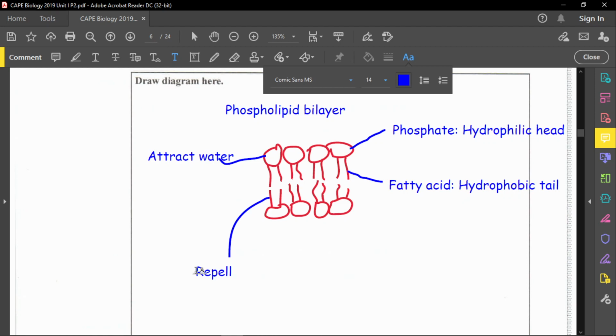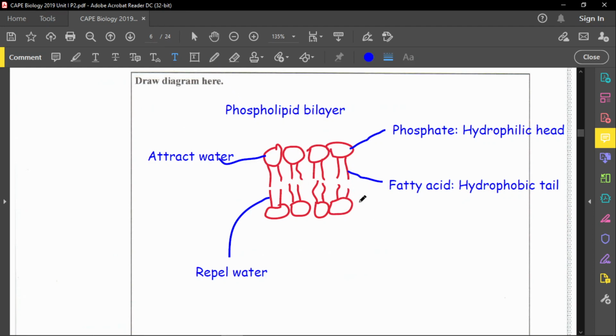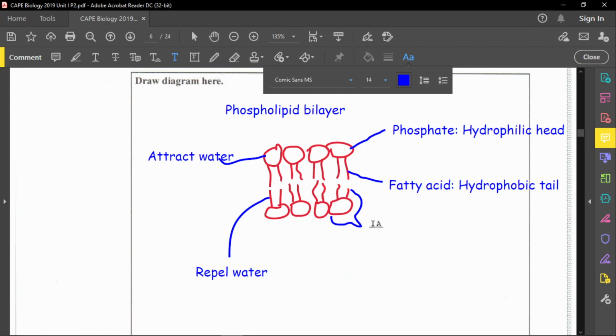Just to make a note of that. All right, so you have repel water and attract water. So the head will attract water, the tail will repel water. Again, it is a phospholipid. The entire thing is called a phospholipid. So here, if you want to label this entire portion right here, we could say this is a phospholipid.